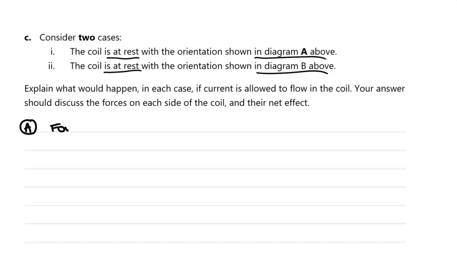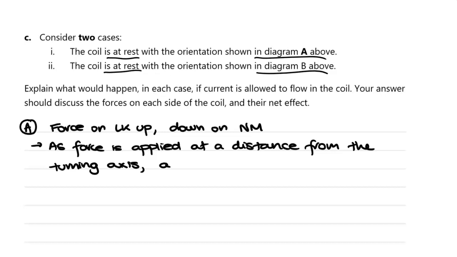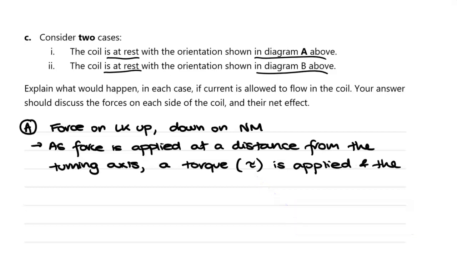So force on LK, that was up on that side, and it was down on the other side, which we'll say was NM, if we go back and have a look. So let's put, as force is applied at a distance from the turning axis, a torque, and the symbol for that was this Greek letter. Can't remember its name all of a sudden. A torque is applied and the coil begins to turn.